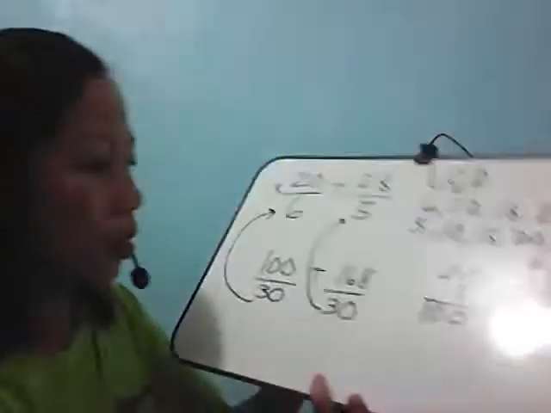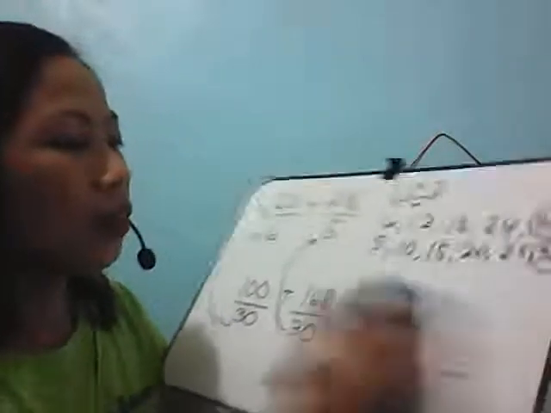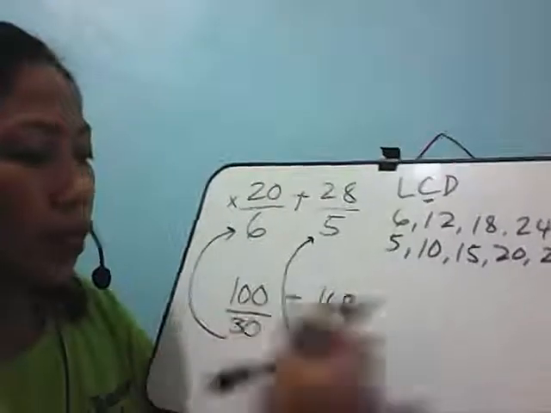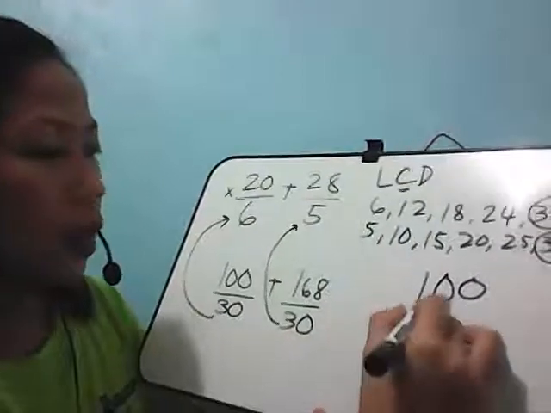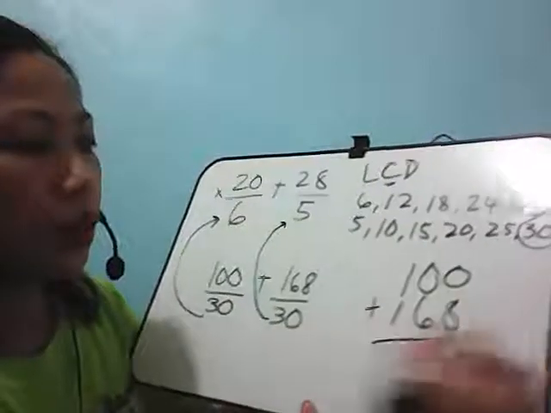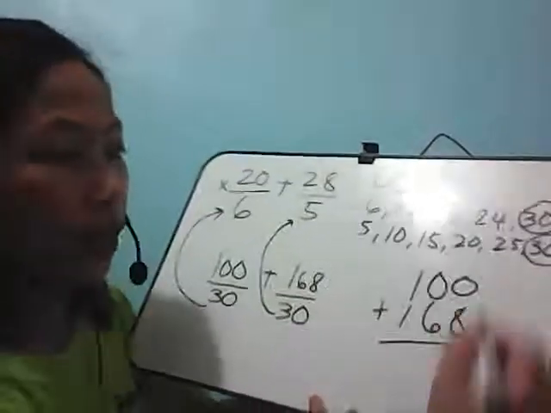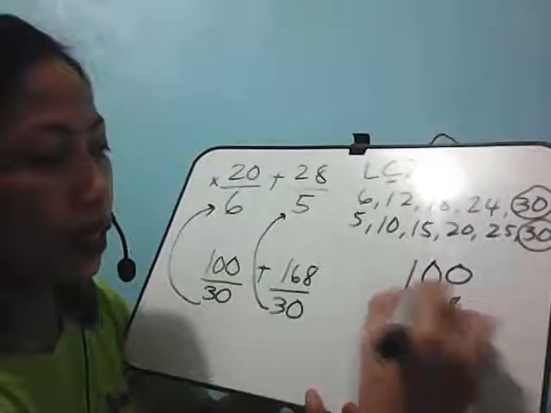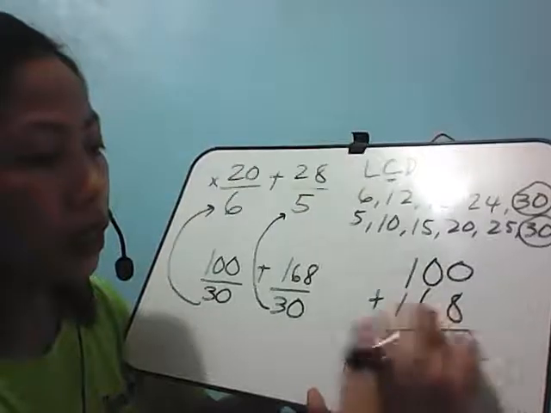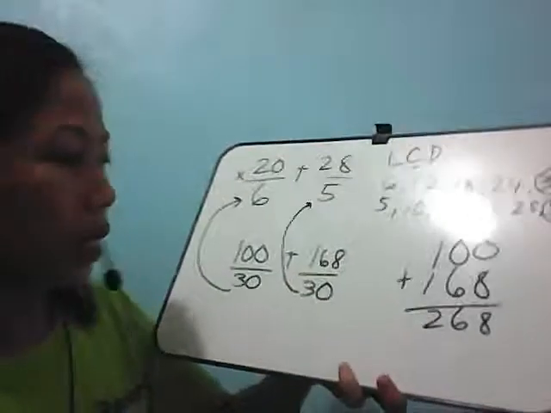Okay? So let us add. Are you ready to add? Let's go. So 100 plus 168. 0 plus 8 is 8. Then, of course, 0 plus 6 is 6. Then 1 plus 1 is 2. So, our answer is 268.